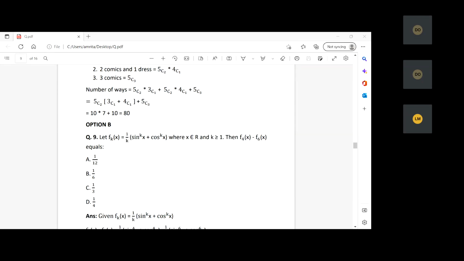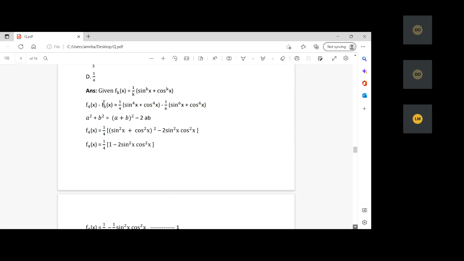Whenever you solve previous year's JEE questions, you may come across these question papers. So let's see how we can solve this question.